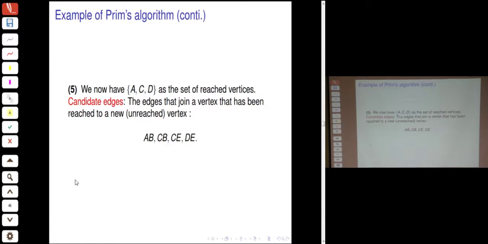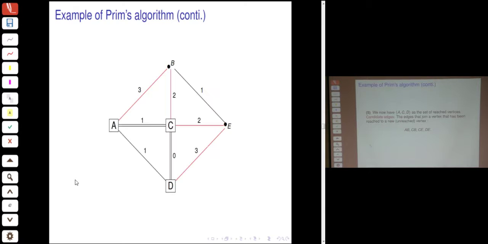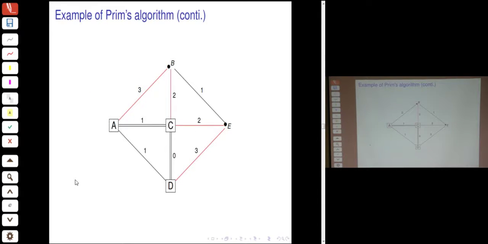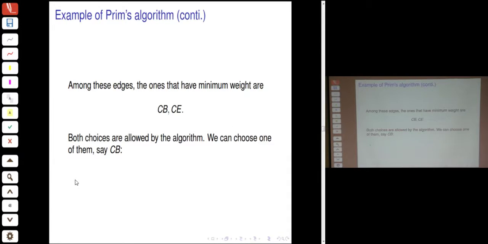Okay, so here we have A, C, D now as the vertices we already reached, and the edges that join a reached vertex to an unreached vertex are these. Okay, so we have seen these. These 4 red edges are the new connections, right? So again, we have to be as greedy as we can. So here the weight 2 edges are the smallest, right? So we choose any one of them. I don't know what he chose. So okay, among these edges, the ones with minimum weights are CB and CE, right? CB and CE, they are of weight 2. Okay, both choices are allowed by the algorithm, so we choose one, let's say CB.